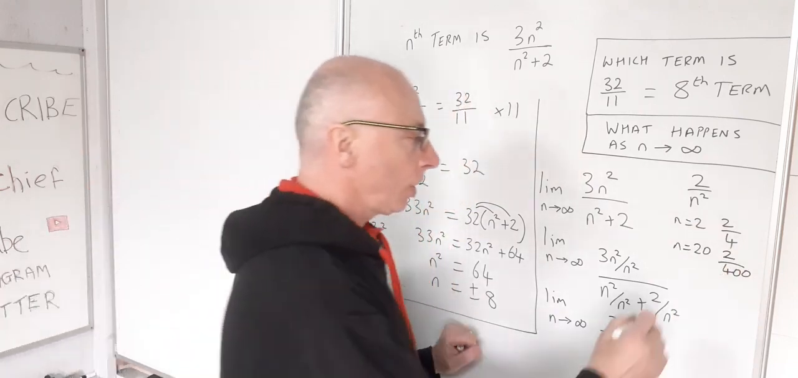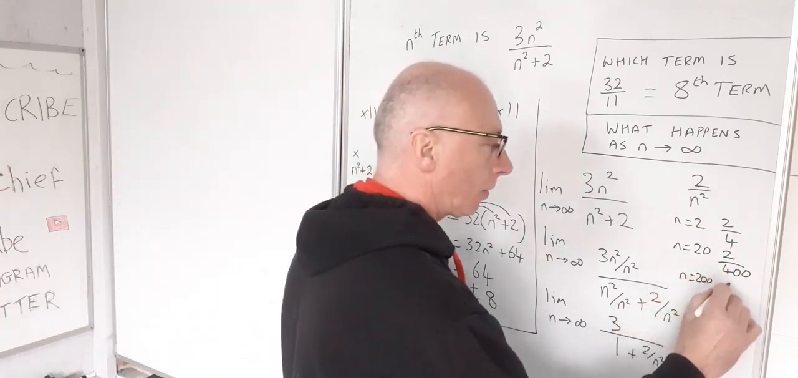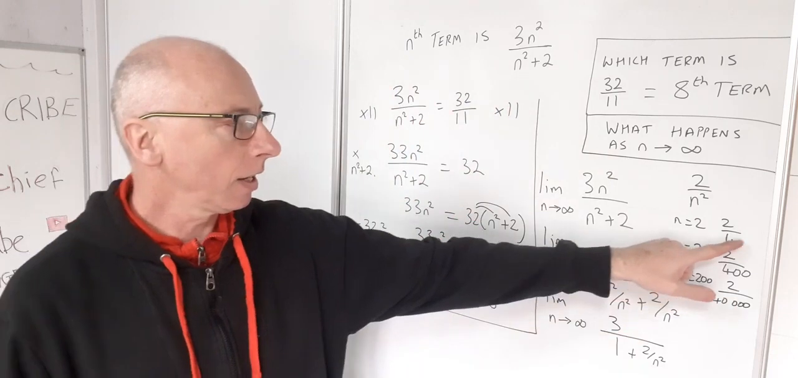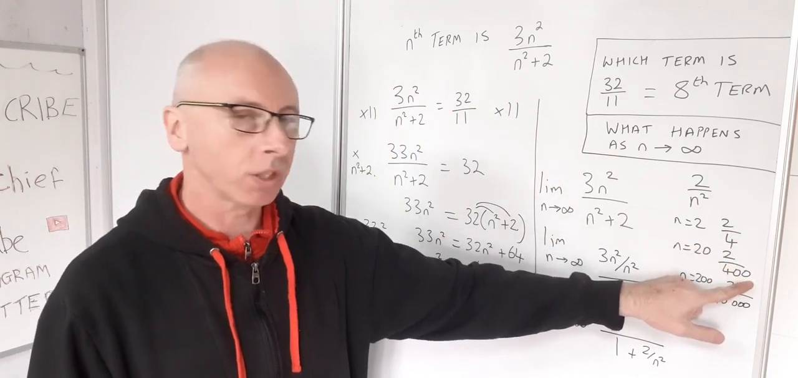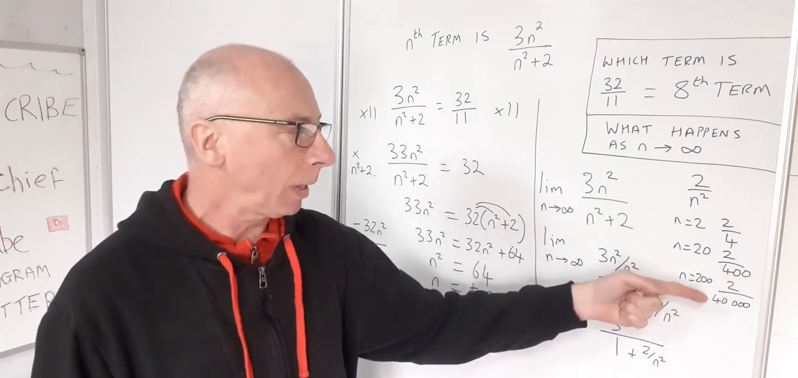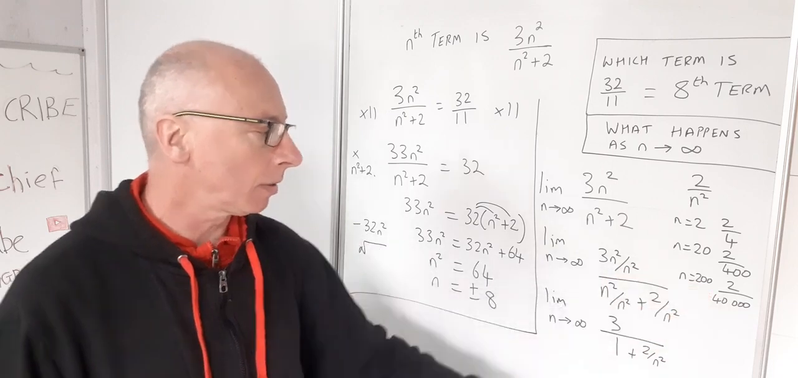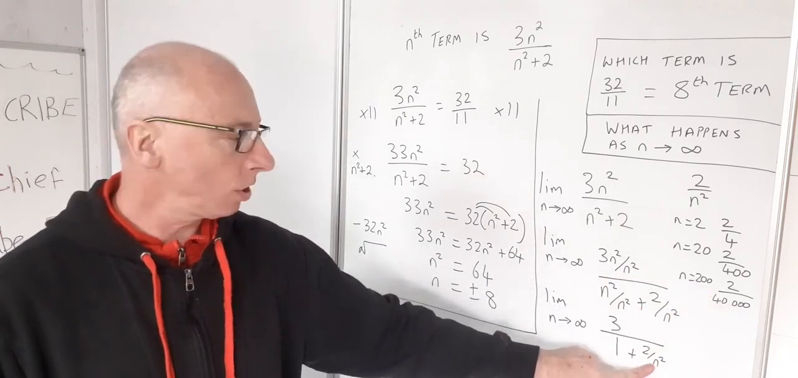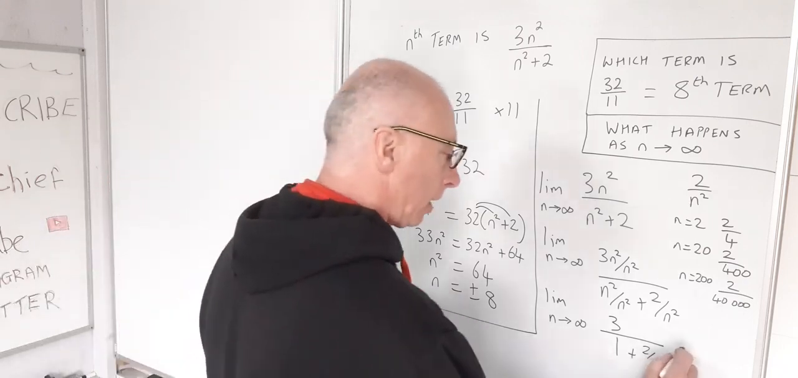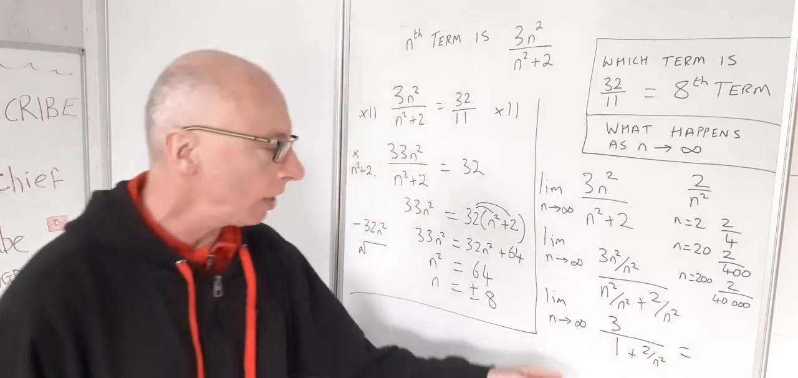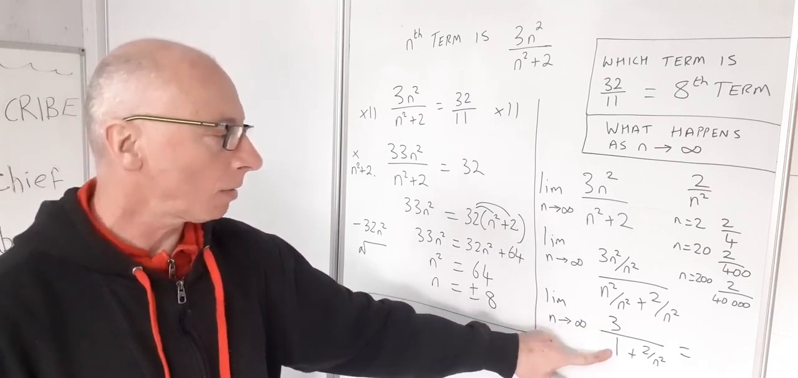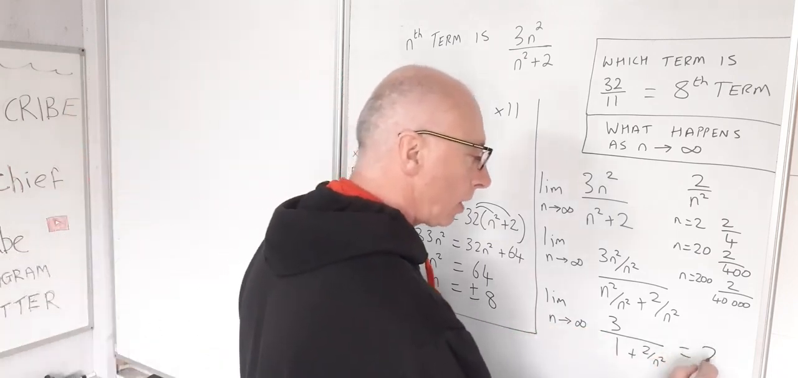Now if n equals 200, I've got 2 over 40,000. Now you'll see here, that's a half, that's quite a small fraction, 1 over 200. This one here is 1 over 20,000. So the bigger n gets, the closer it gets to 0. So as n approaches infinity, this 2 divided by n squared will disappear to a 0. So therefore, my limit will just be my constants, because they will never change as n approaches infinity. Constants, as n approaches infinity, 3 is still 3. Same with 1. So therefore, my limit as n approaches infinity is 3.